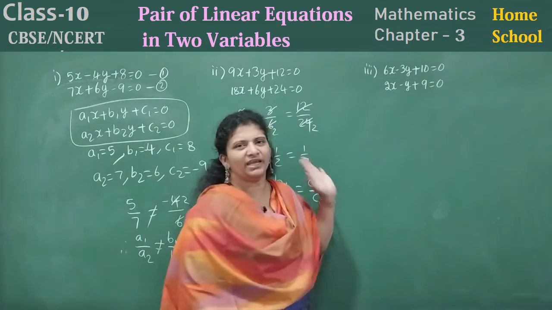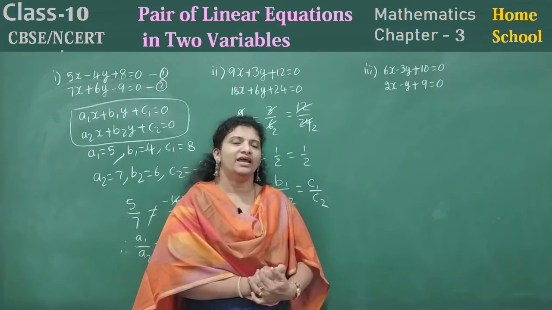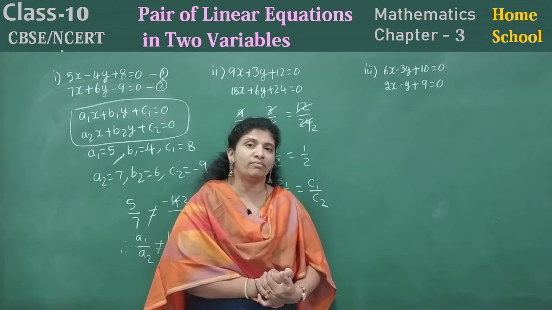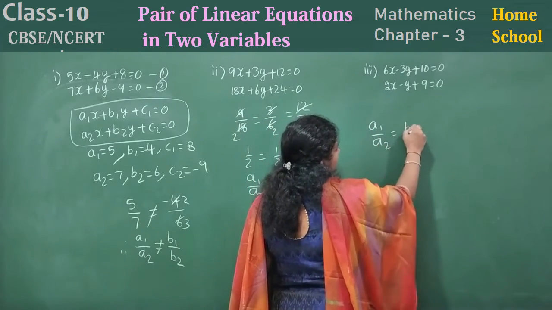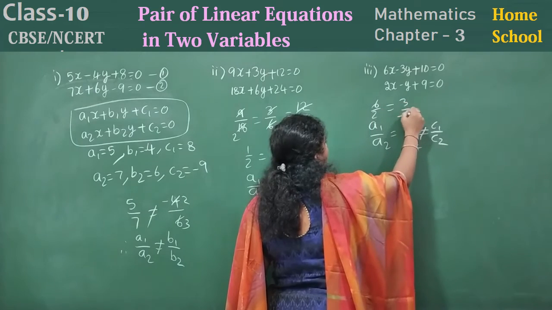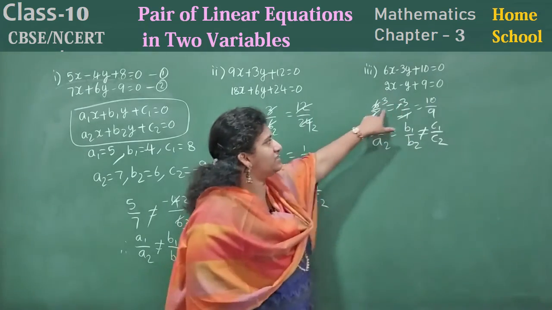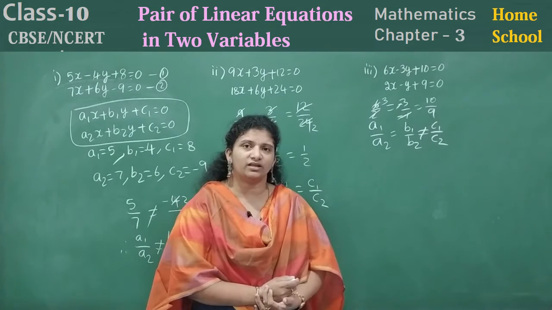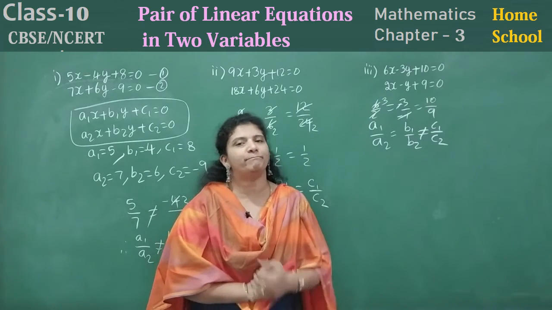So 6 by 2, directly, I won't do anything. 6 by 2 how much? 3. And then minus 3 by minus 1, it will be again 3. Minus minus will be cancelled, 3. Next one 10 by 9, not equal. So which case do you remember? Third case, that is what? A1 by A2 equal to B1 by B2 is not equal to C1 by C2. If you want, you can see here minus 3 by minus 1 is equal to 10 by 9. If you cancel, 3 will be left. 3 equal to 3. That means A1 by A2 equal to B1 by B2 is not equal to C1 by C2. Finally, what can you say, children? By this case, I can say that the two linear equations in two variables are parallel.